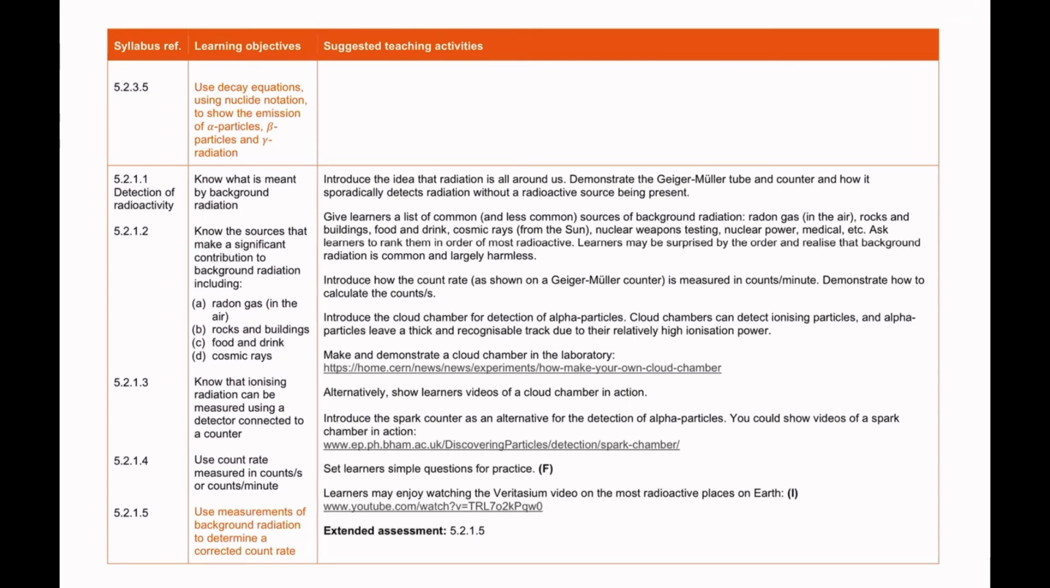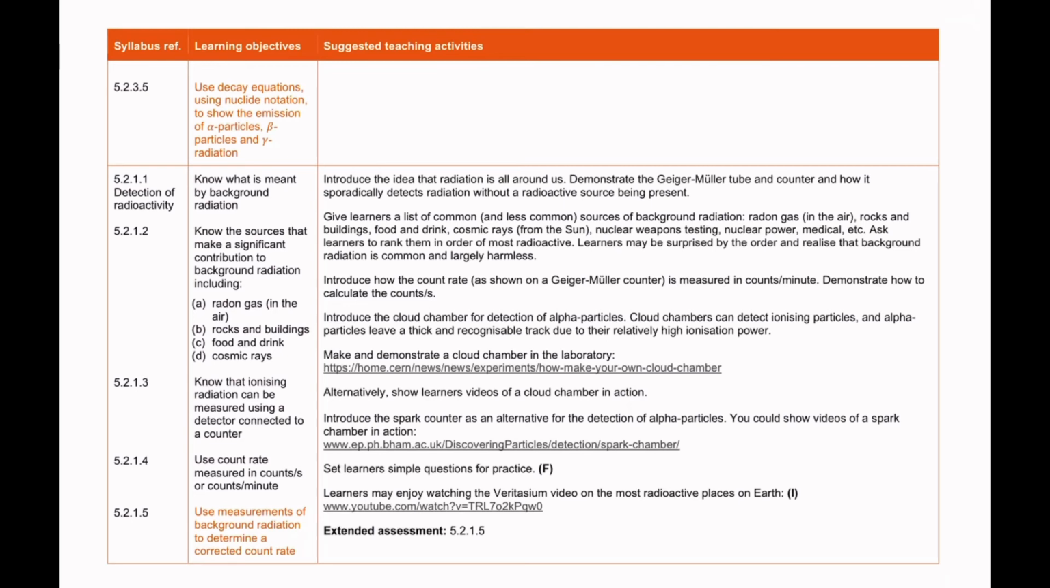Know the sources that make a significant contribution to background radiation, including: A. Radon gas in the air, B. Rocks and buildings, C. Food and drink, D. Cosmic rays. Know that ionizing radiation can be measured using a detector connected to a counter.